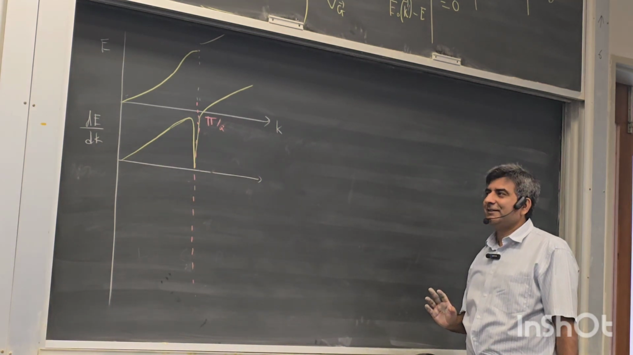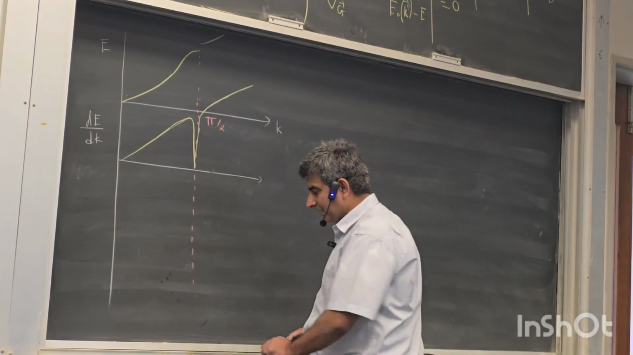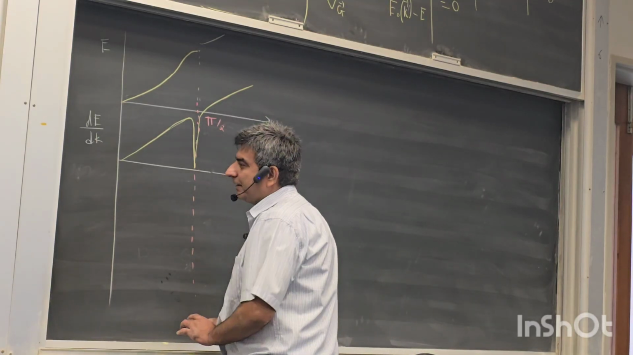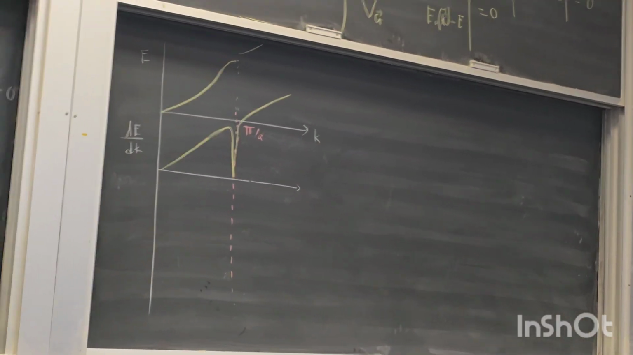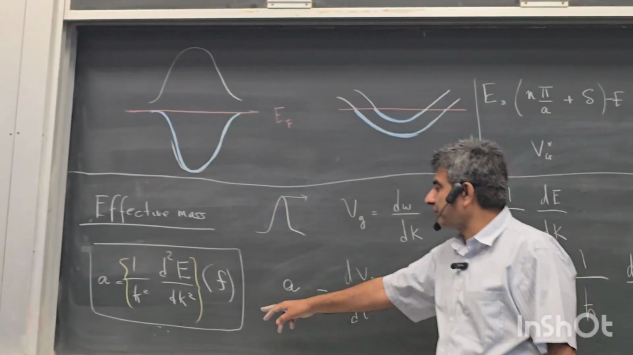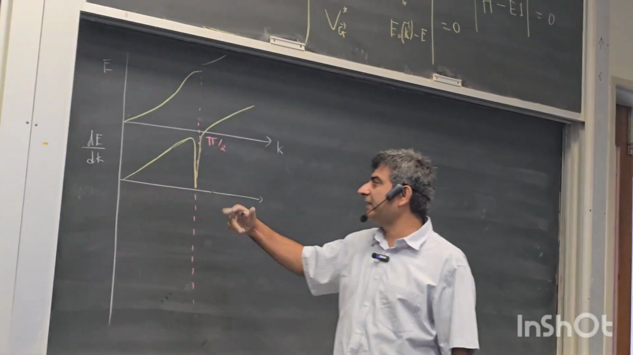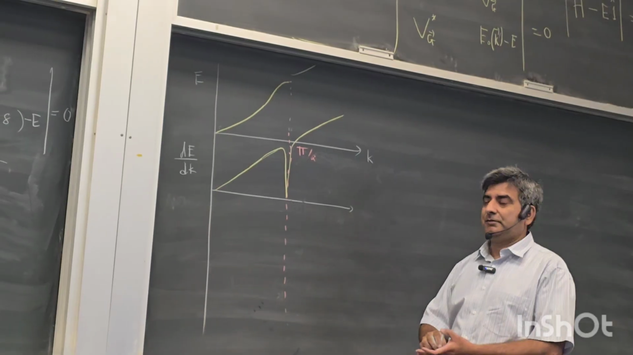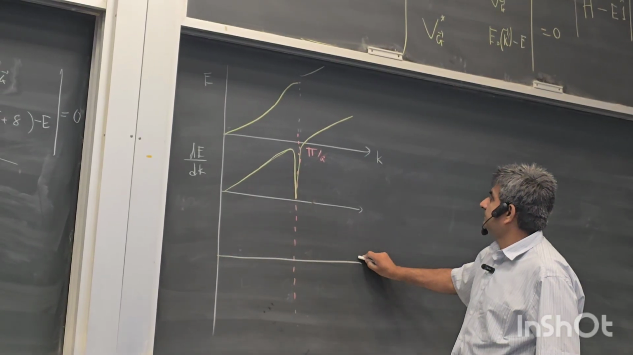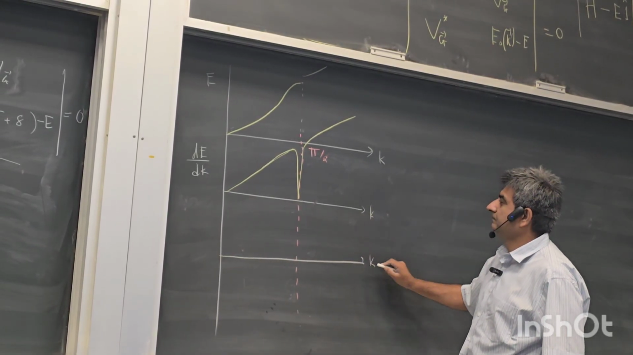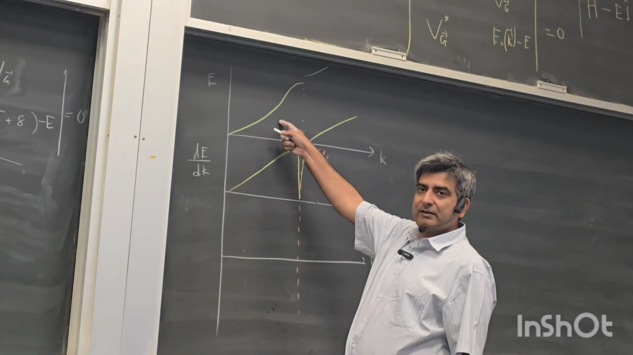Correct? Now what I would like to do is find out the derivative, this thing, d square E, the curvature of the original band, which means I would like to take the slope of this curve again. So I'm plotting the curvature of the band.